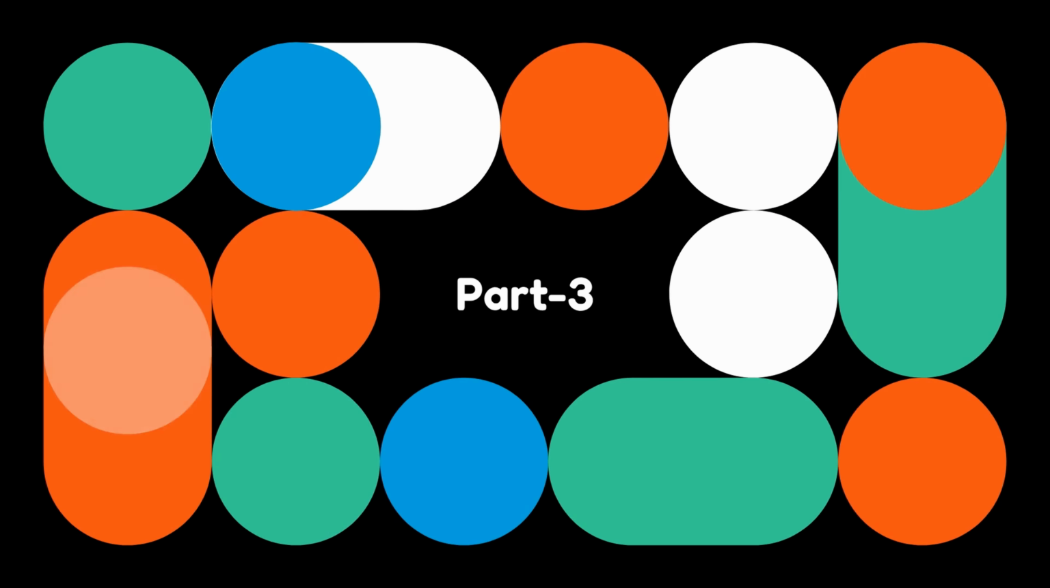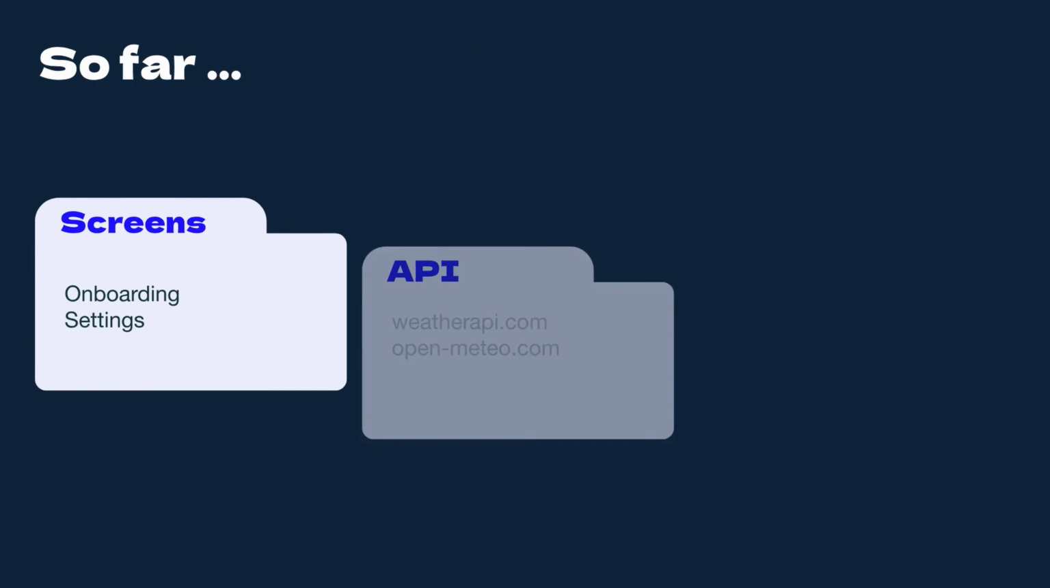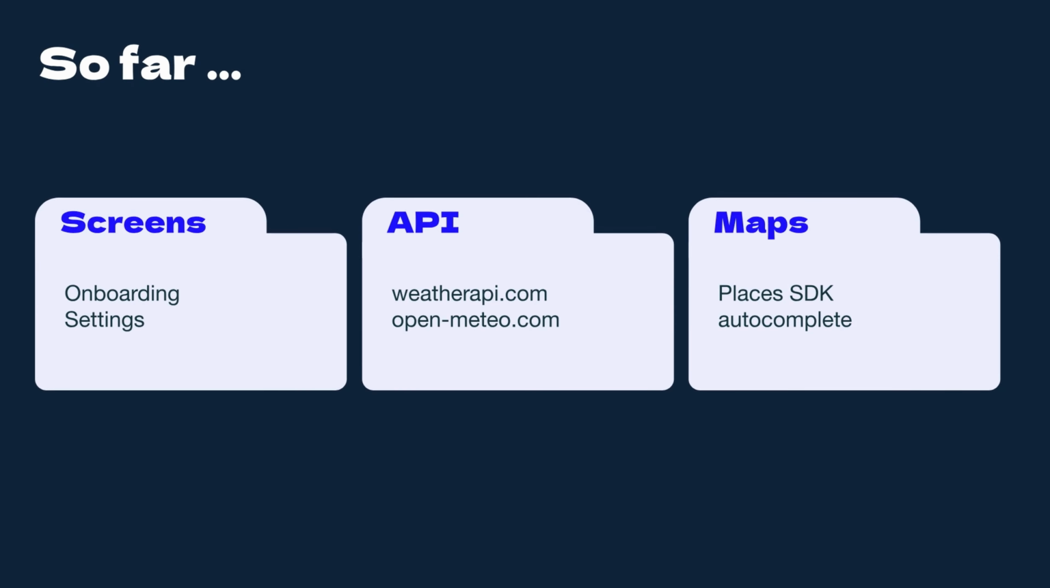Welcome back to the third video in our weather app series. So far, we've built onboarding and the settings screen, and we've integrated APIs from two sources, weatherapi.com and openmedio.com. We use two APIs because the free tier of weatherapi.com provides a 3-day forecast, and we need a weekly or up to 10-day view. We also integrated maps, styled it with a monochrome theme, and added the Places SDK autocomplete.